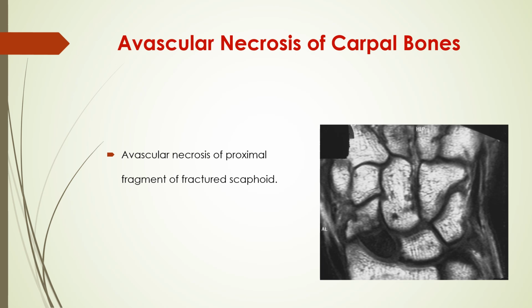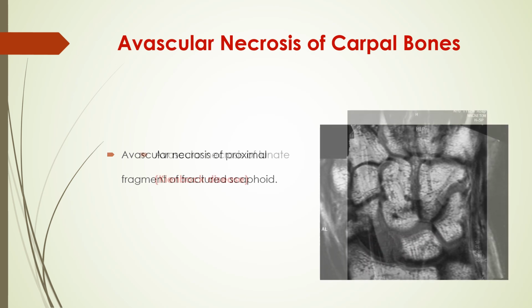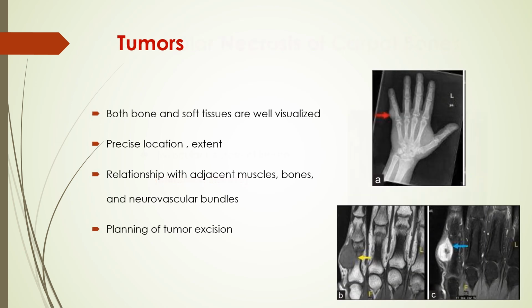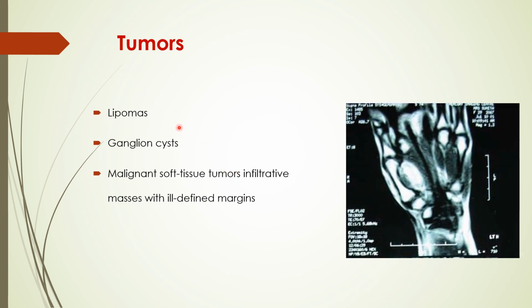Similarly, avascular necrosis of carpal bone can be diagnosed like this in case of scaphoid, or Kienbock's disease, that is necrosis of the lunate. Tumors also, MR will excel in diagnosing tumors. It will give us precise location, extent and relationship to the adjacent muscles so that we can plan an excision. We can also typify the tumors, like lipoma will enhance on T1 weighted images and ganglion cyst will enhance on T2 weighted images. Similarly, malignant soft tissue tumors will show infiltrative nature.